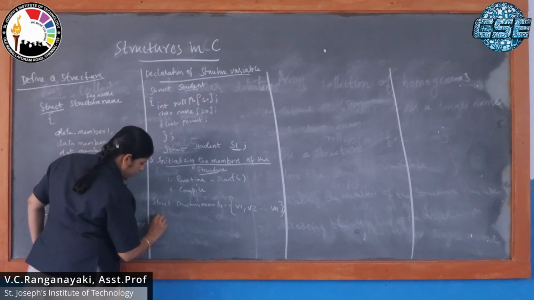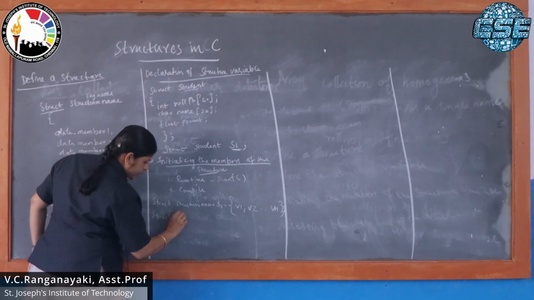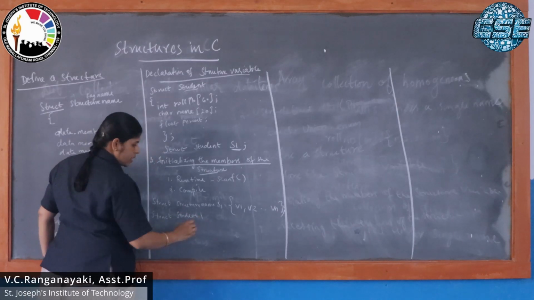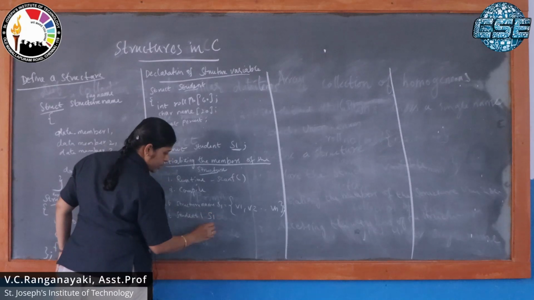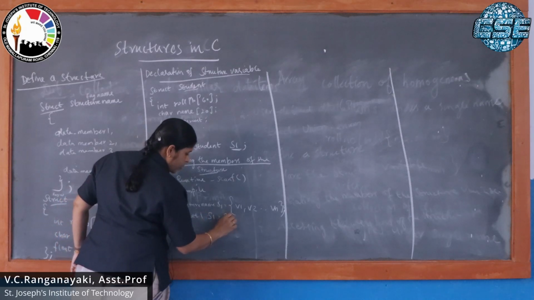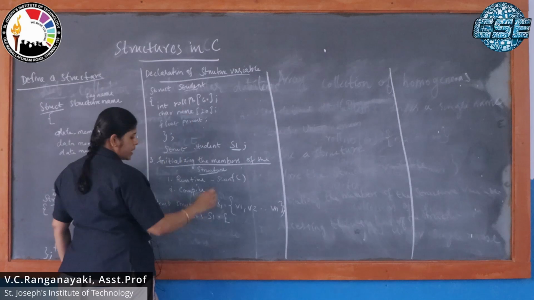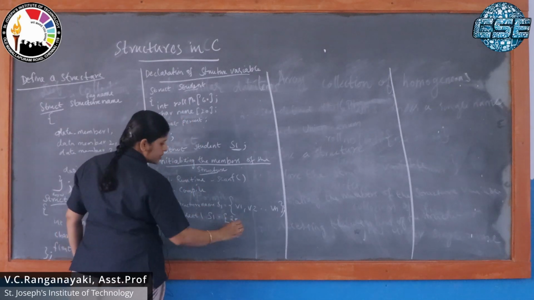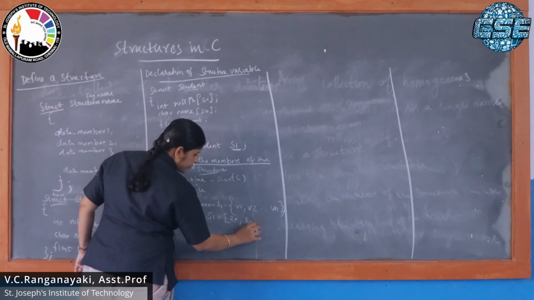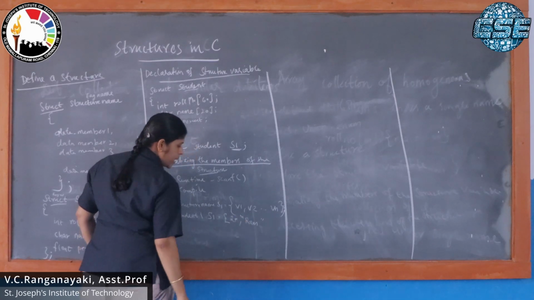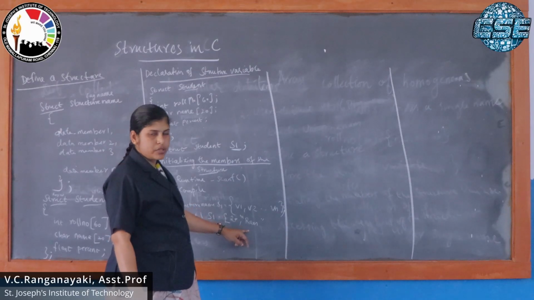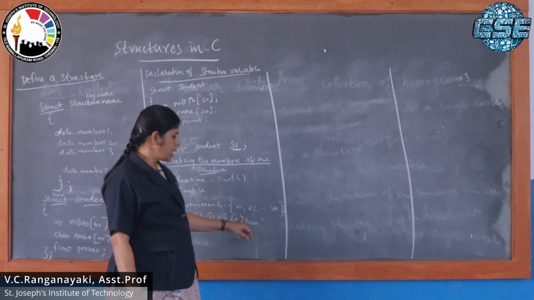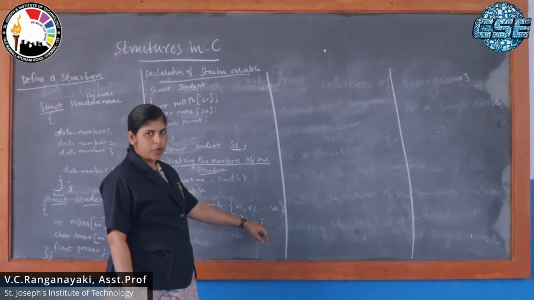For example, here struct student S1 which is equals to roll number. I took the roll number as 20, comma, his name as Ram. Why did I give Ram inside double quotes? Because it is a string value, so with a string we have to declare it inside double quotes.